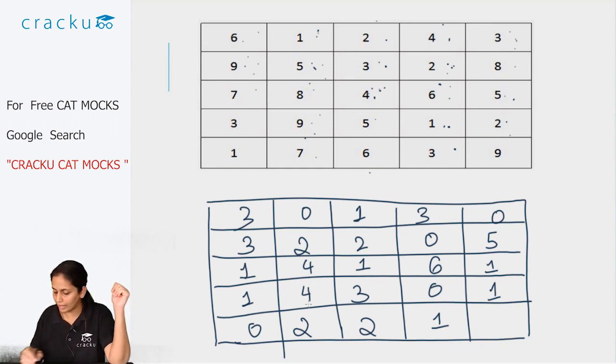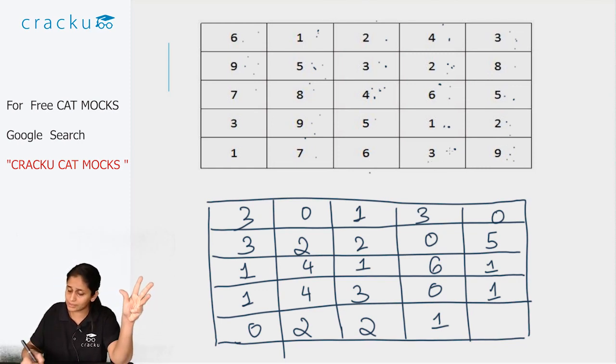Now let's see the 9 in this corner. This 2 can reach it, so 1. This 5 can reach it, so 2. This 8 can reach it, so 3. This 3 can reach it, so 4. This 6 can reach it, so 5. This 7 can reach it, so 6. This 1 can't reach.